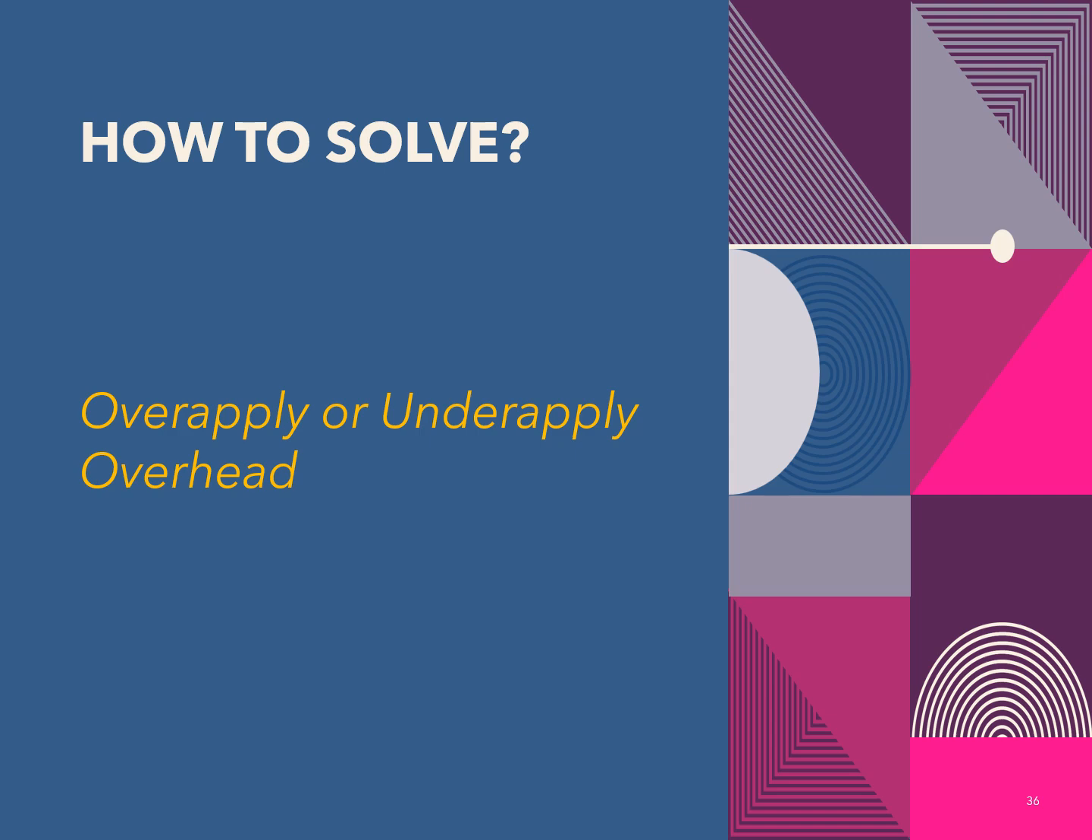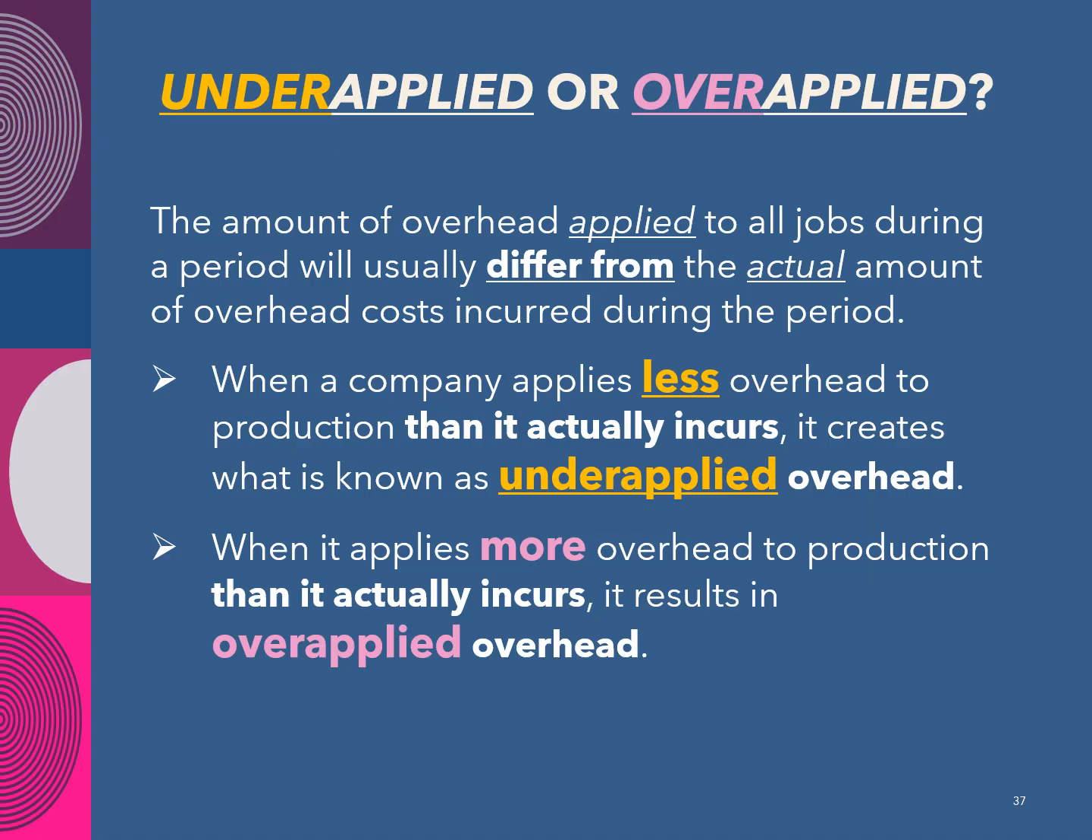As we use a predetermined overhead rate to apply manufacturing overhead to jobs, most of the time we will either over-apply or under-apply overhead. How do we solve this under or over application? The amount of overhead applied to all jobs during a period will usually differ from the actual amount of overhead costs incurred during the period.